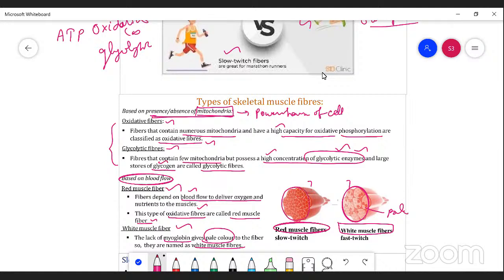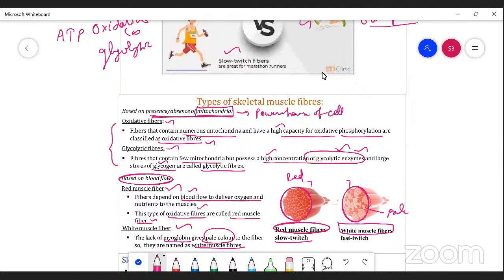So it looks red in color. Where the blood flow is more, those muscle fibers are known as red muscle fibers. Where the blood flow is low, the muscle fibers look pale, so that is called white muscle fiber. Do you understand? So the red muscle fiber has a slow pitch.